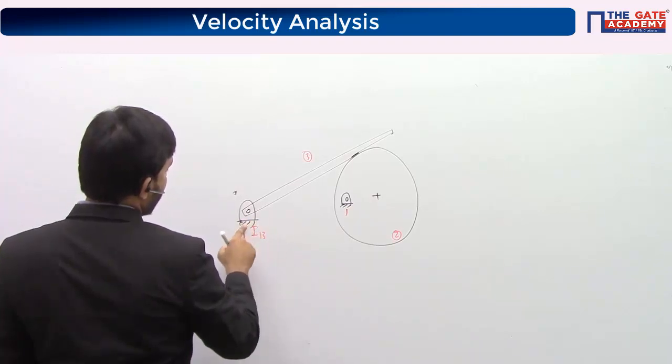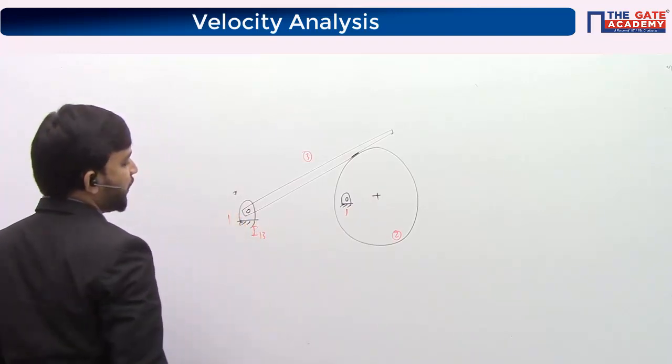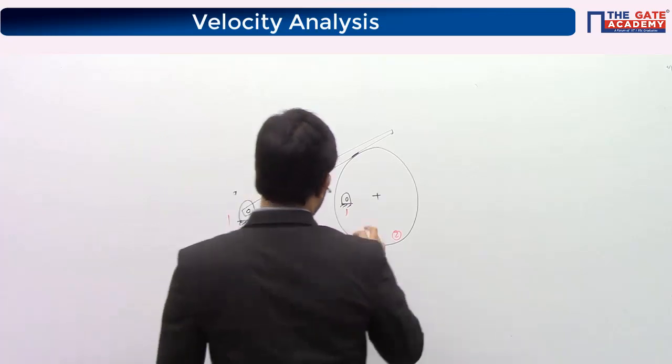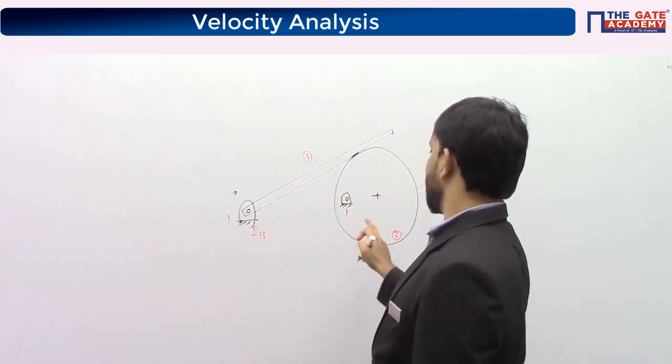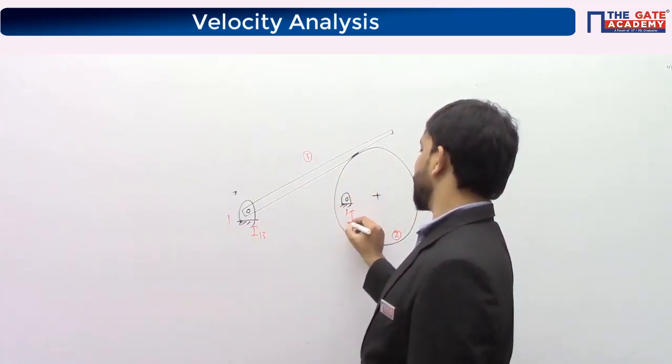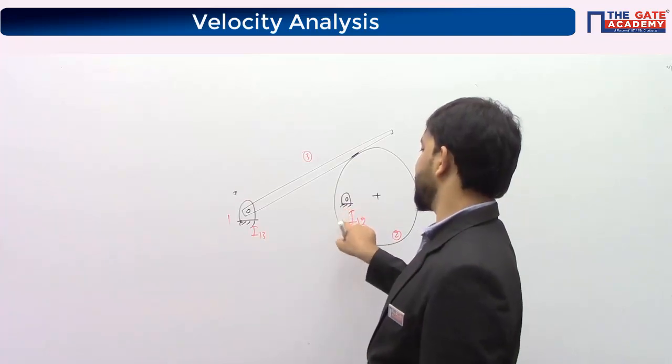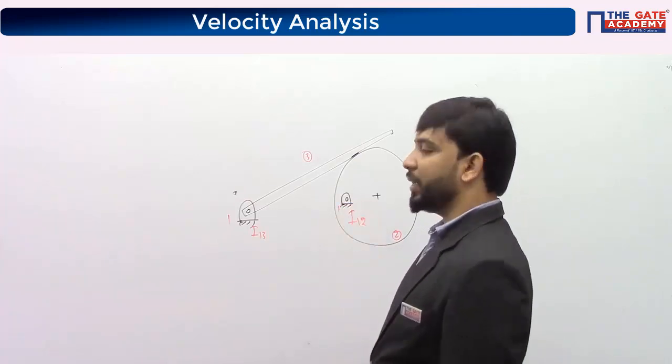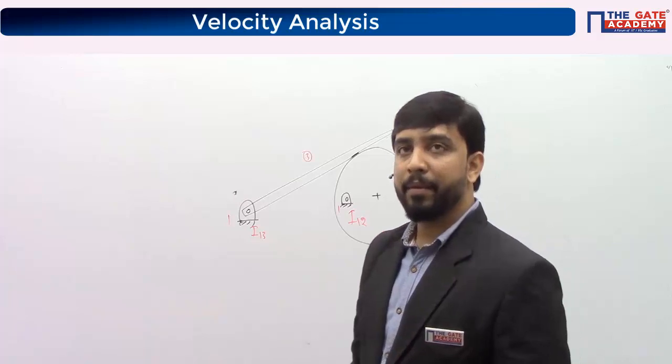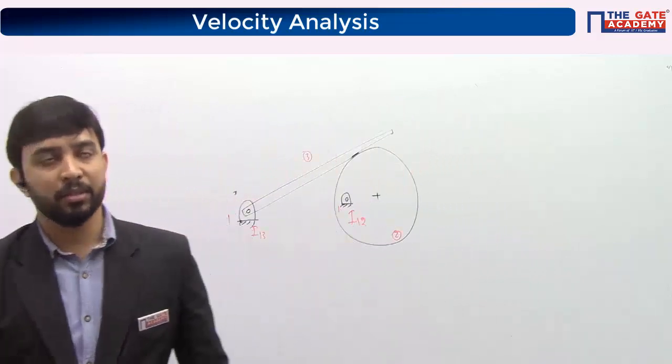I13 will lie here. So this is link number 1 and this is link number 2. So 1 and 2 are connected by a turning pair here, so I12 will lie here. Wherever two links are connected by a turning pair, there the I center lies.